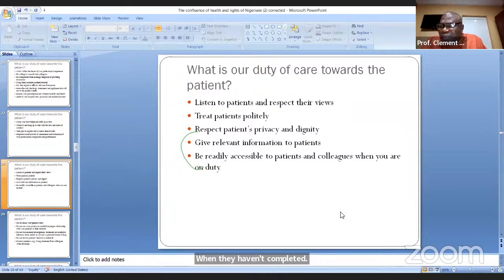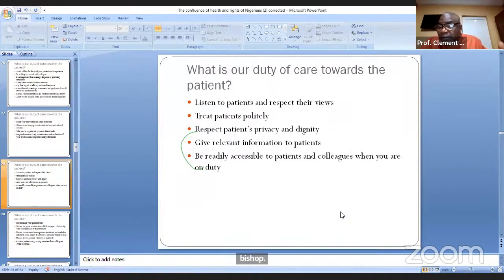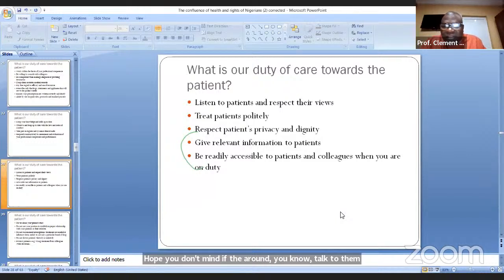You cannot say, because you're a medical student and you want to examine the patient, madam, remove your dress, or sir, remove your clothes, and leave the patient exposed. I mean, with dignity, you can't do that. You give the patient a bedsheet to tie. You say, please, sir, I want to examine you. I want to do a rectal exam. There are medical students here. Hope you don't mind if they're around. You talk to them politely. I can tell you, if you do it with respect, most patients will oblige you, saying they can stay.